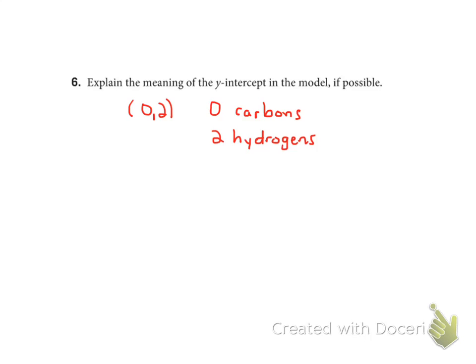What do they call these, alkanes? I guess I was looking at this. They have to be connected, so you'd have to have at least one C. Oh, true. Yeah, no, it wouldn't make sense. Okay. So the y-intercept is not possible in this case. Need at least one C.